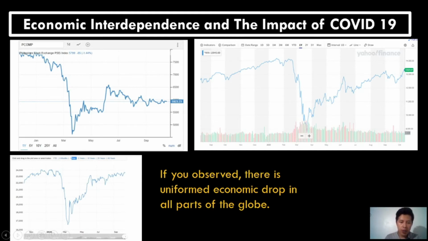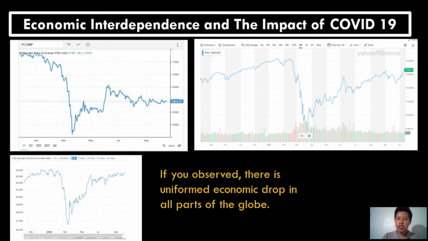And if we go to the bottom level, you will see the stock exchange in Japan, wherein the economy also plunged around March or April during the onset of the pandemic. And then around May, there is also a steady increase of the economy. And so what we can observe of this is the fact of economic interdependence, that each country in the world has actually suffered the same economic loss and the same slow increase of the economy, meaning that they are connected and interconnected with each other, and that the economy of the United States, Japan, and the Philippines in this particular slide is connected with each other. There is a domino effect.